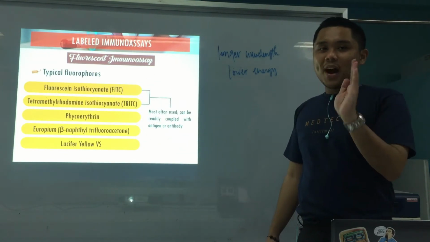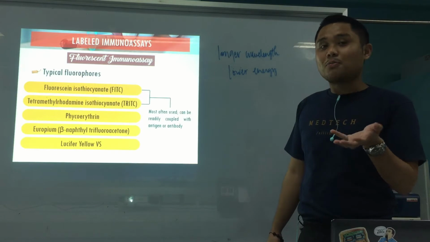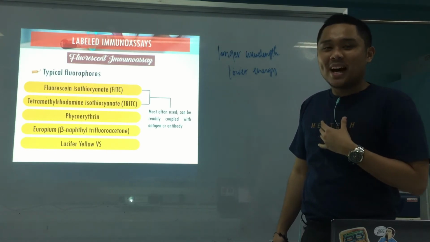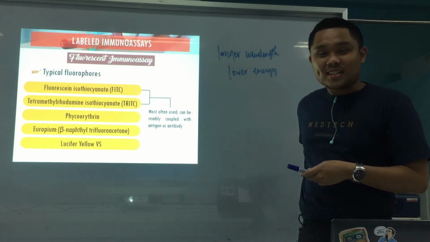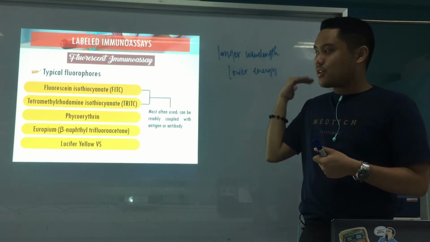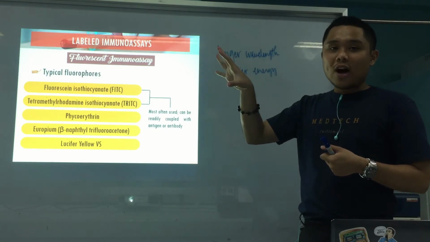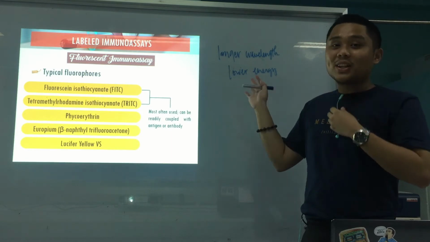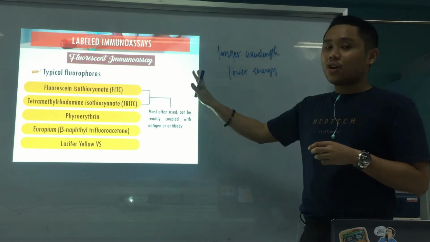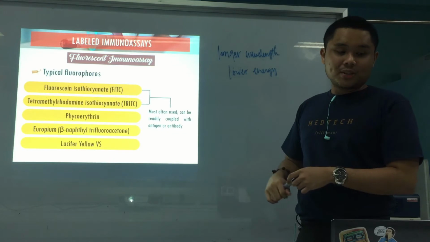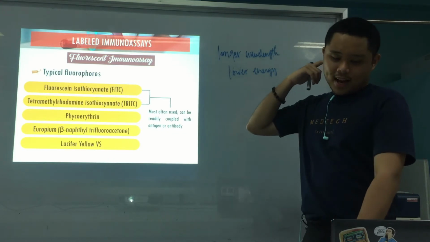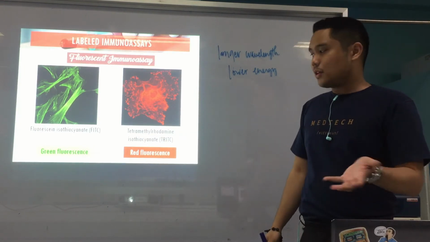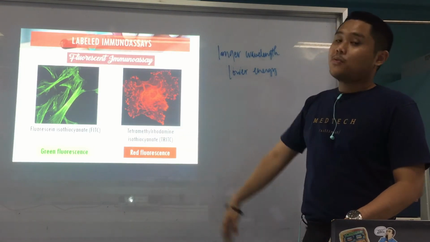So recall, if you still remember, what I discussed in your intro to micro lecture back in your second year, the grading of FITC, which I will also show later. The grading: apple green, bright, brilliant. I hope you still remember. Okay, so review later. So these are your typical fluorophores or fluorochromes that we use as labels. Again, FITC is actually apple green or green fluorescence, and TRITC is red fluorescence.